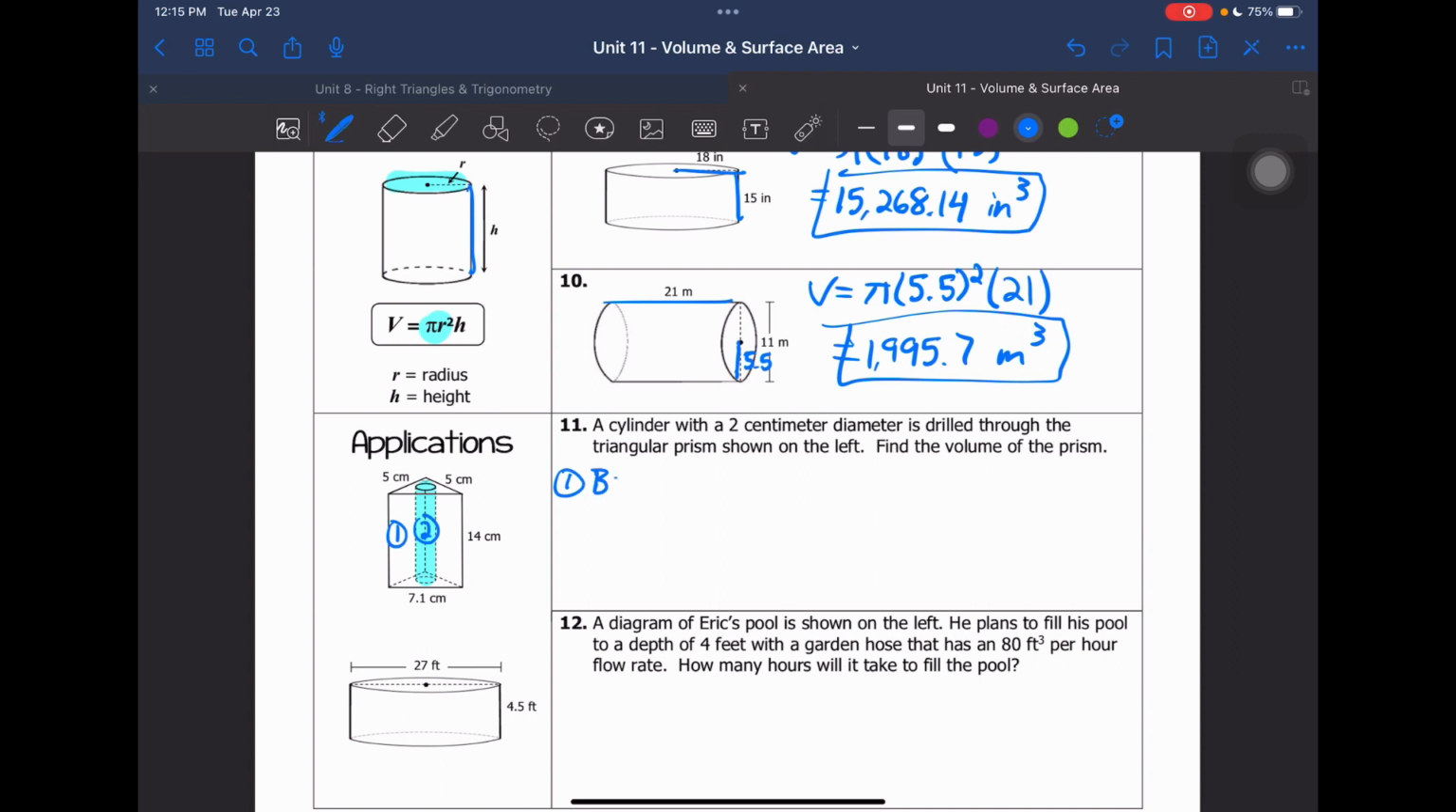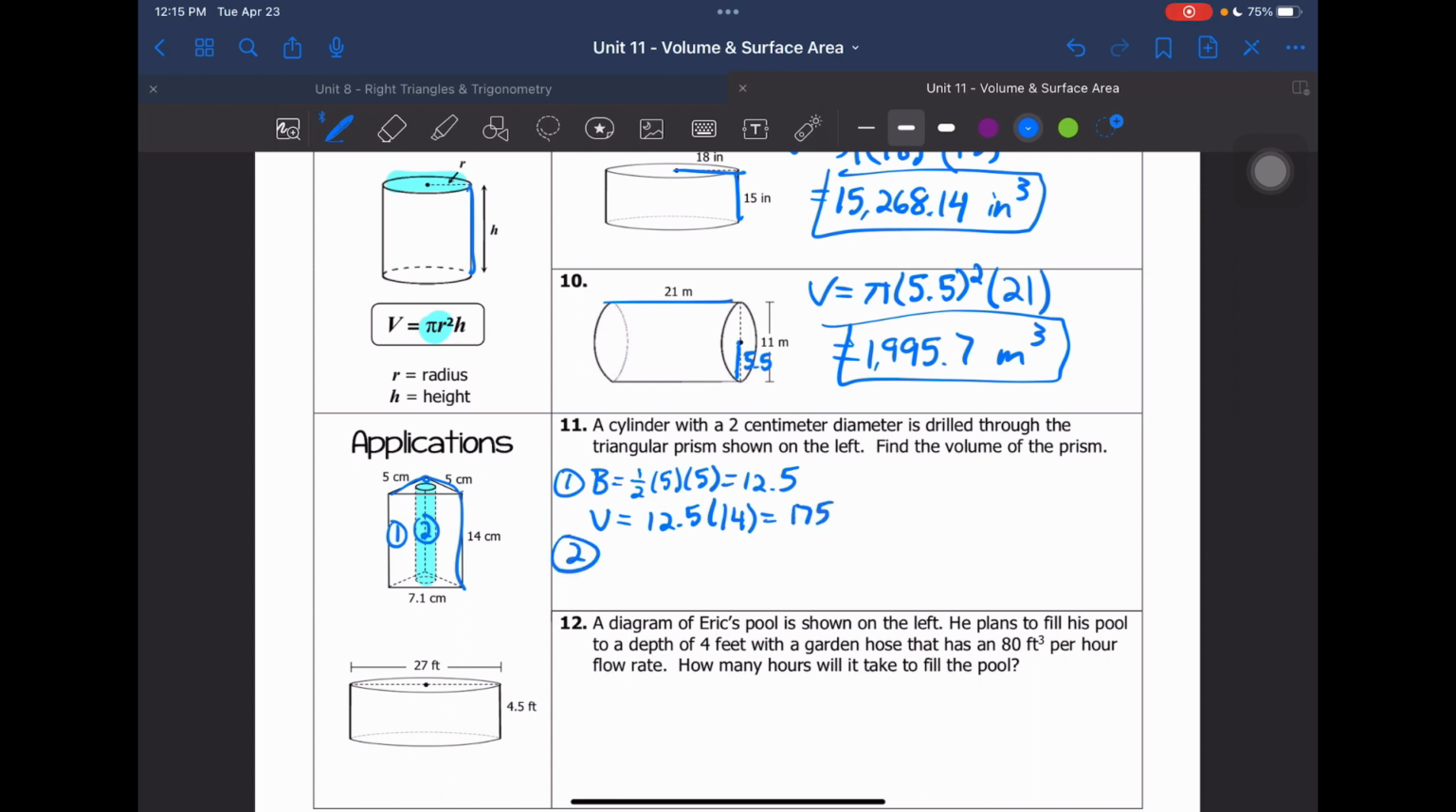So that means I need to find the area of the base of the triangle. There's a little tiny right angle there, which means this is our base and this is our height. So 1/2 times 5 times 5 comes out to 12.5. And then the volume would be that 12.5 times the height, which is 14, which is 175.